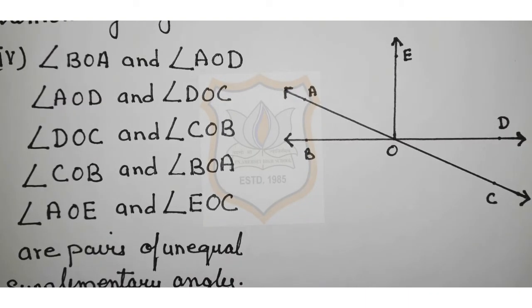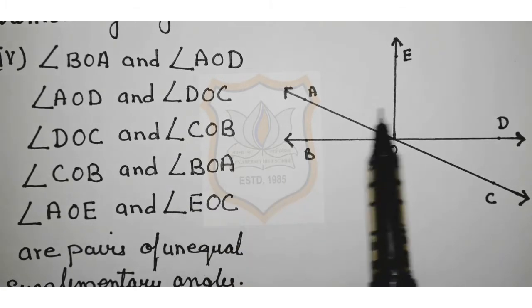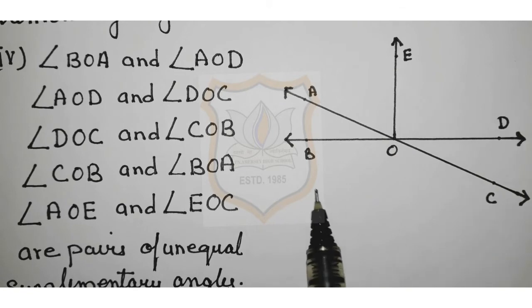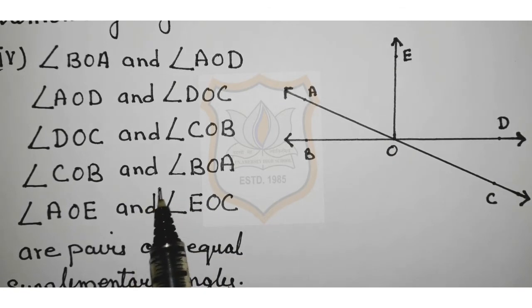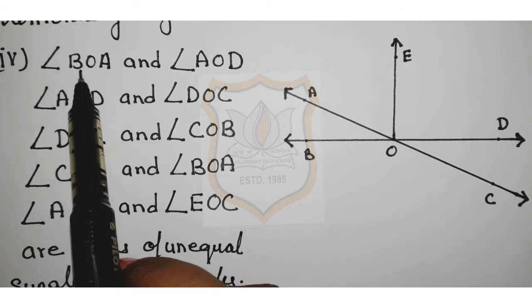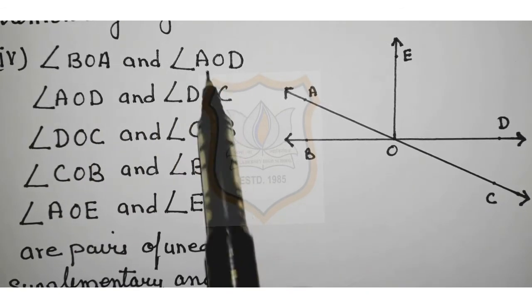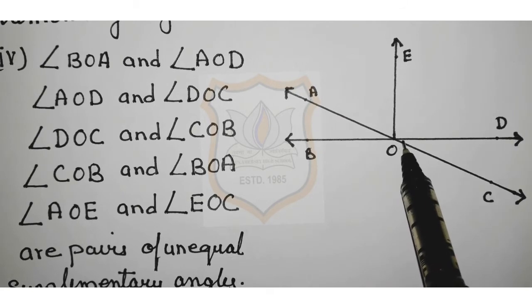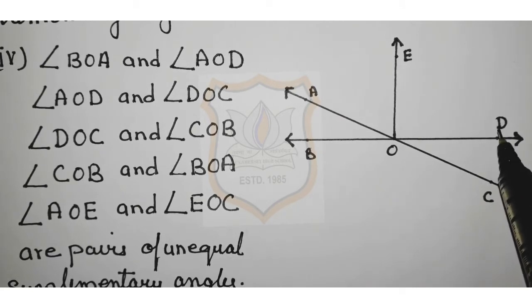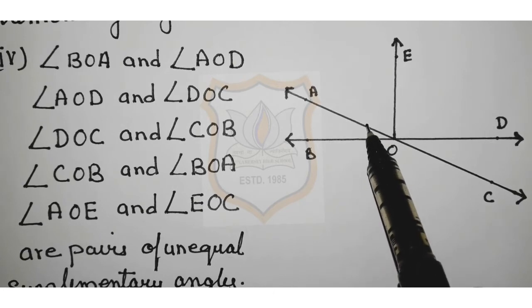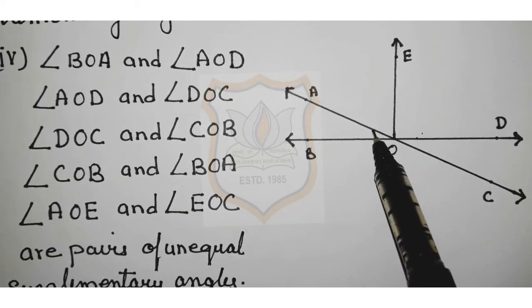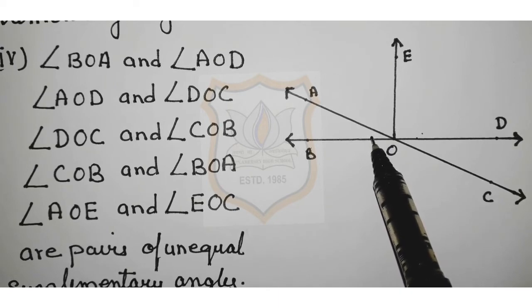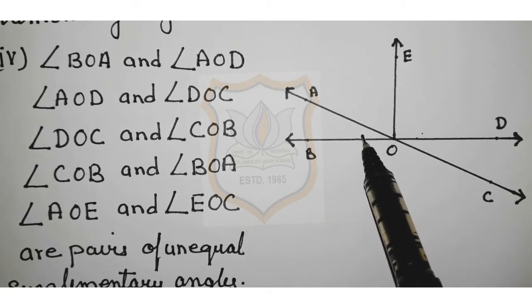Now fourth one is unequal supplementary angles. Unequal supplementary angles are four, so I have drawn the figure here only so that you can understand this unequal supplementary angle very clearly. So first one is angle BOA and angle AOD. See, BOA and AOD. These are unequal supplementary angles. This angle and this angle. This is an obtuse angle and this one is an acute angle. But they are supplementary because the sum of their measures is 180 degrees. So, they are unequal supplementary angles.